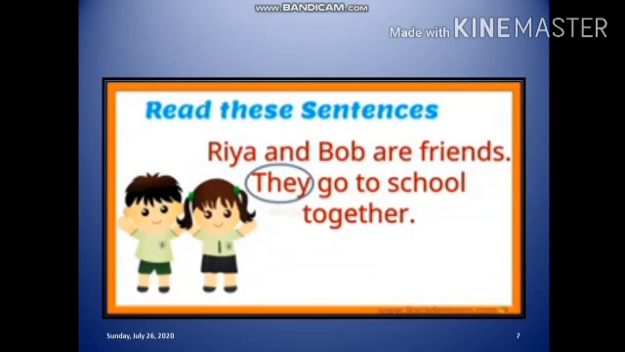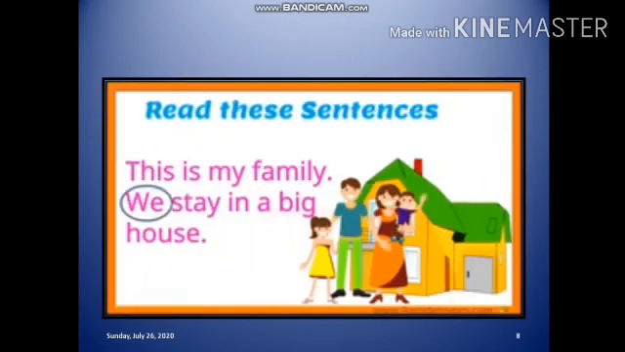Ria and Bob are friends. They go to school together. In the second sentence, we have used the word they to represent Ria and Bob. This is my family. We stay in a big house. In the second sentence, we have used the word we to represent my family.